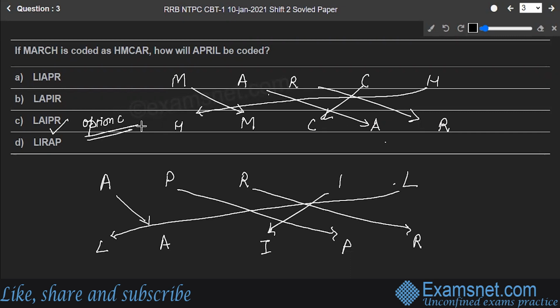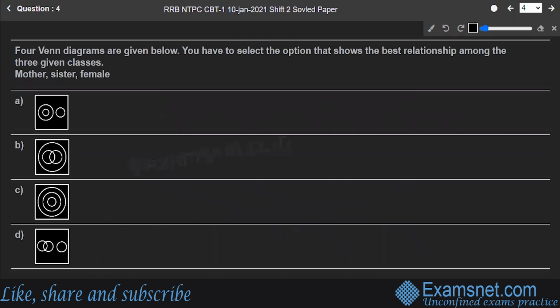Hope you got that. Let's move to the next question, number 4. 4 Venn diagrams are given below. You have to select the option which shows the best relationship among the 3 classes: mother, sister, and female. Okay, let's make it first. A mother is a female, a sister is a female, no doubt in that, right?